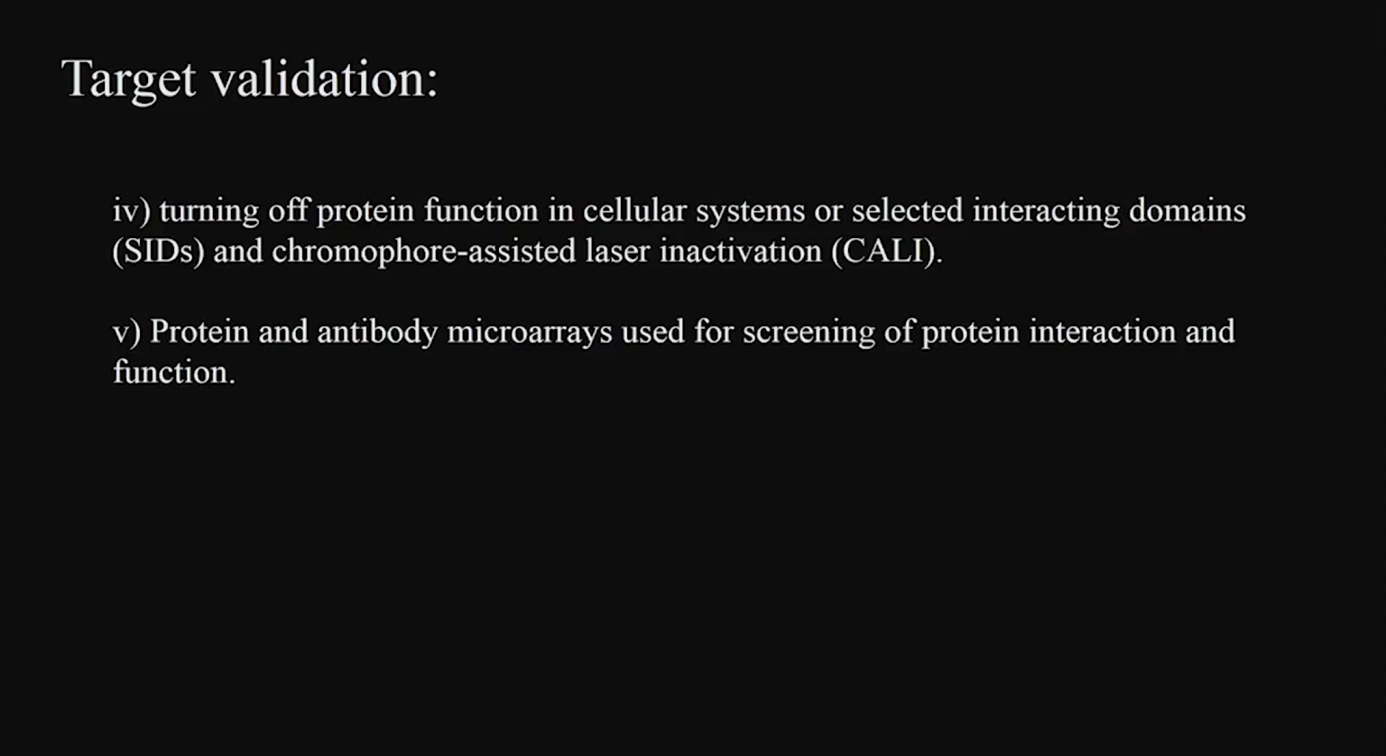Then you have the fourth approach. So, we can turn off protein function in the cellular system or in the domains by chromophore assisted laser inactivation.